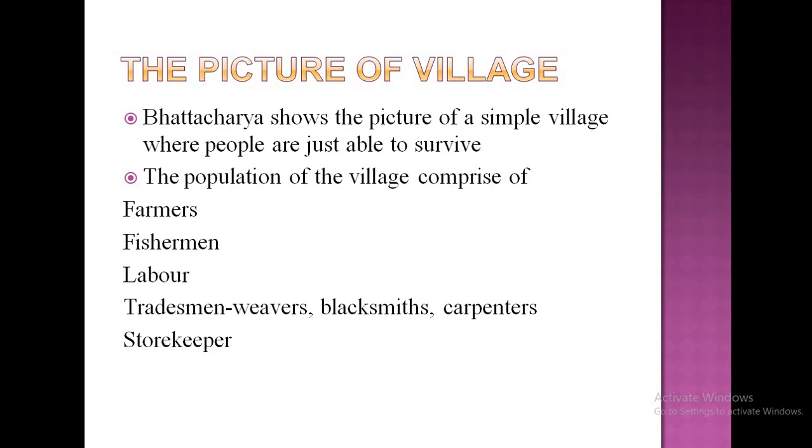The population of the village actually comprises farmers, the grain providers, the food providers; fishermen, those who provide fish, those who live on their income from the fish that they catch; labor, which works in the farms, and whatever they get in the form of food or money, they get out of it; tradesmen, various kinds of tradesmen like weavers, blacksmiths, carpenters, those who provide for these things to the local people, and they get money, or many a times they got the grain as a reward, as a payment for their trade.